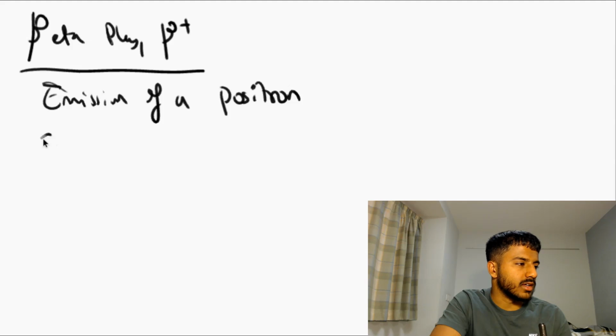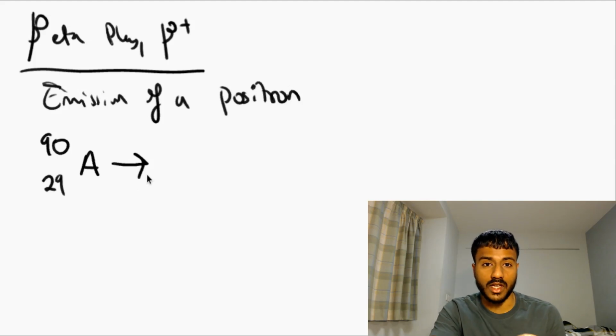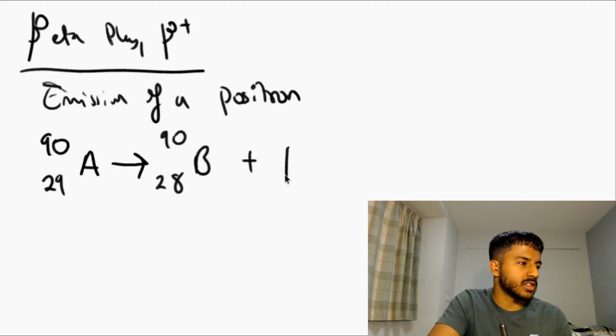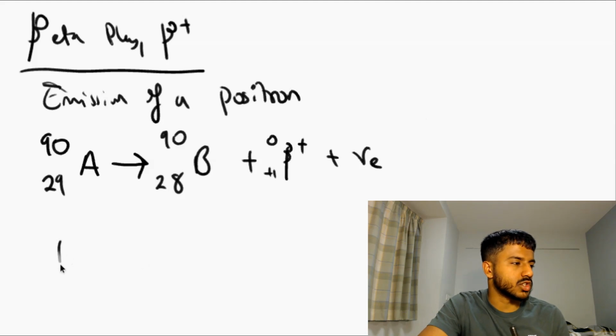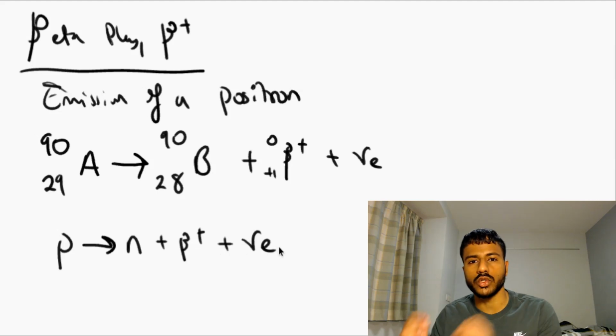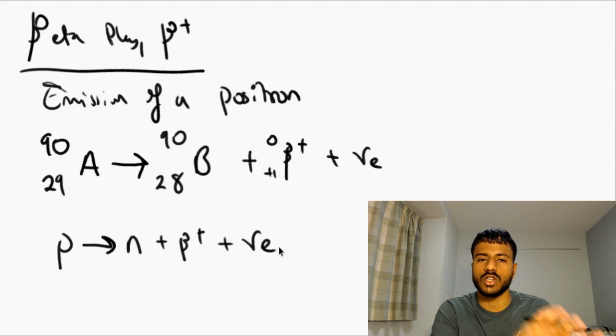Let's say we had element A with an atomic number of 90 and a proton number of 29. This undergoes beta plus decay. It will form element B with a proton number of 28, atomic number of 90, a beta plus particle, and an electron neutrino. Now the general case is basically just a proton getting converted into a neutron plus a beta plus particle plus an electron neutrino. And again, if you did the charge, baryon number, lepton number, you should see that they are all conserved again.